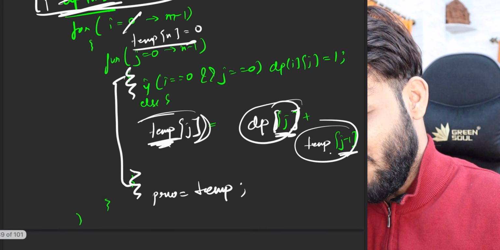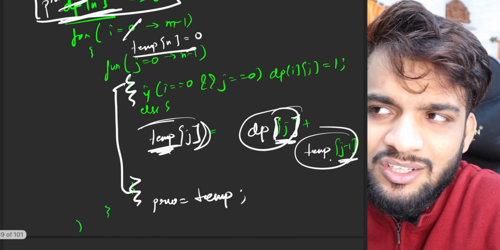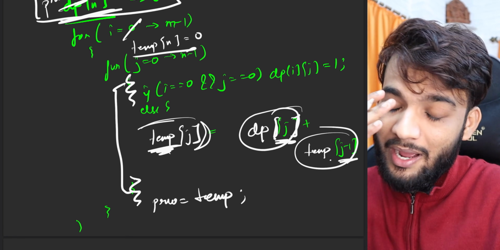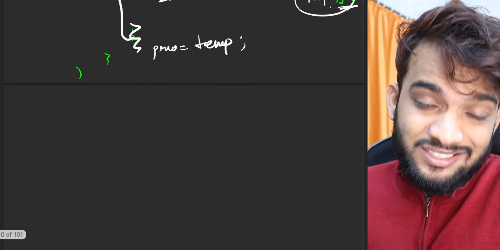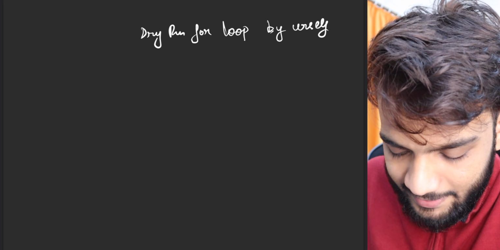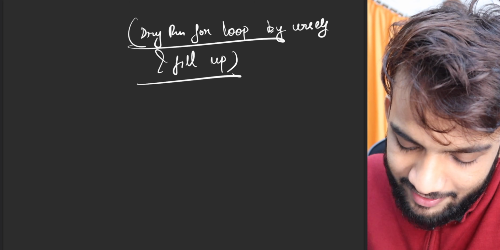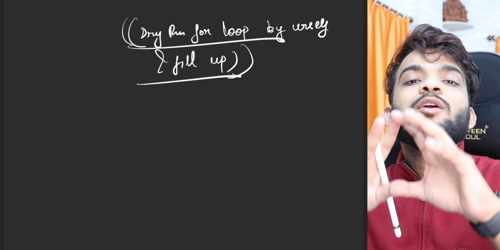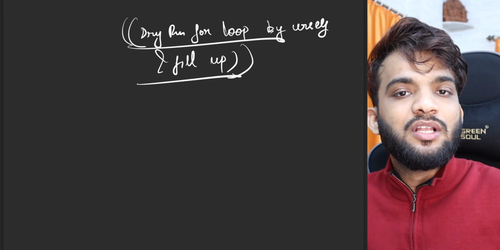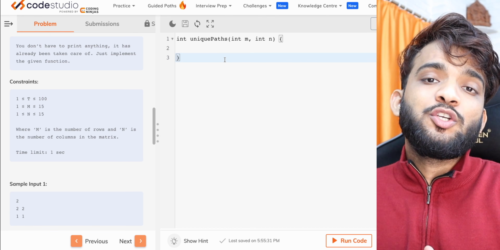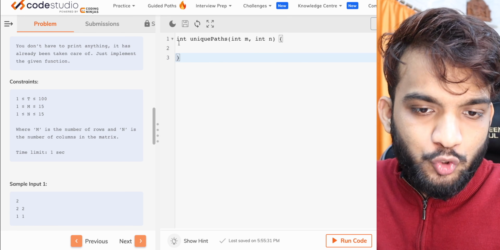Now, most of you might not have understood this. I'm not sure if I was so good that you have understood in one go. Just in case you did not, what I'll recommend is do a dry run of the for loop by yourself, and fill it up. You will understand why we do not require the entire grid. Okay, so as usual, now let's try to code it.